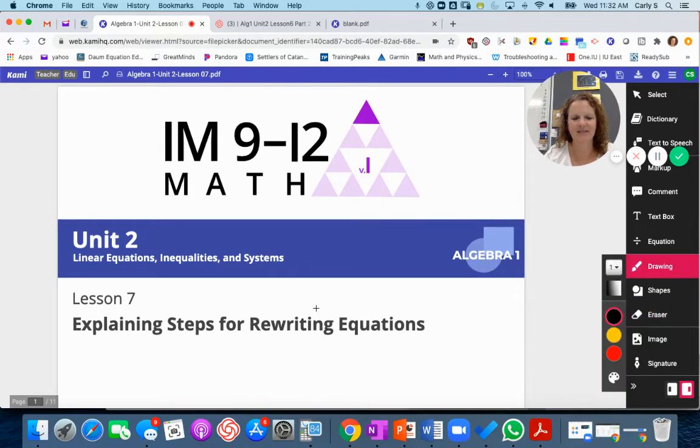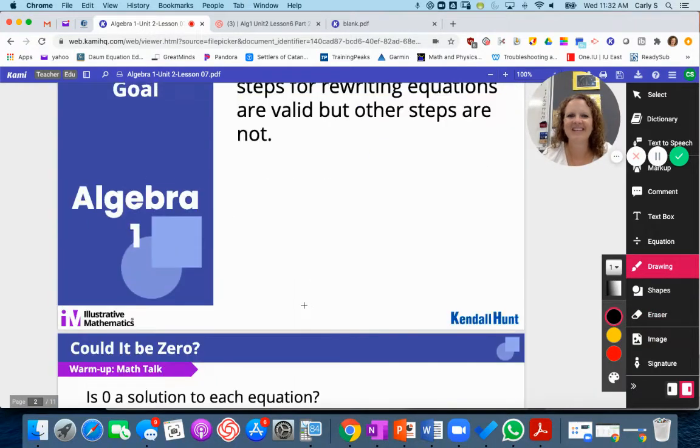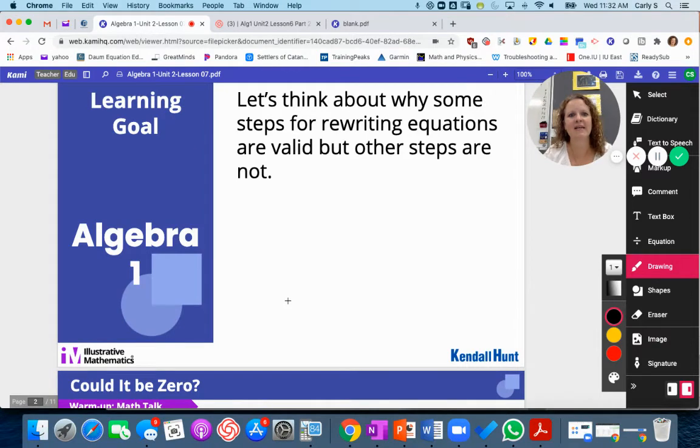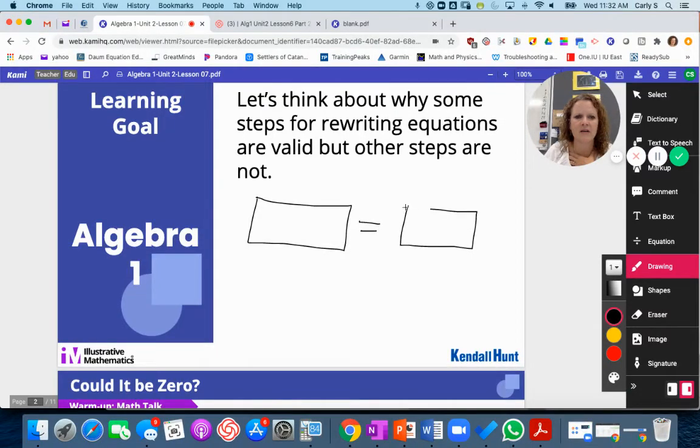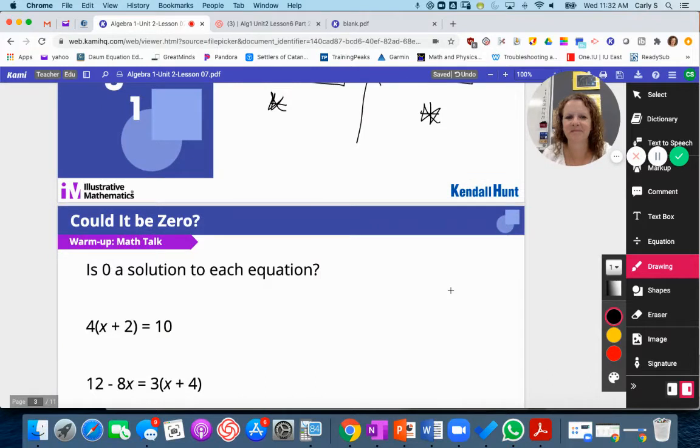I'm drawing. Okay, so today our learning goal is let's think about why some steps for rewriting equations are valid, but other steps are not. Algebra is a whole bunch of stuff on one side of an equal sign, another set of stuff on the other side of the equal sign. This is like a balance. Whatever we do on one side of an equal sign, we have to do on the other, or the balance gets out of balance.